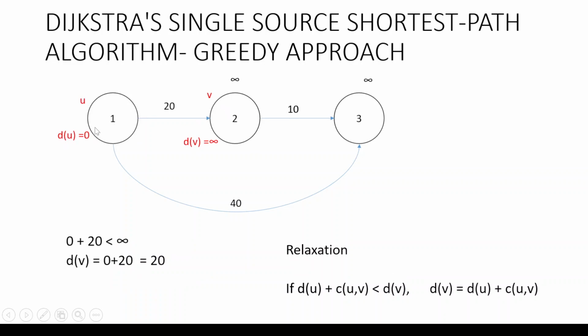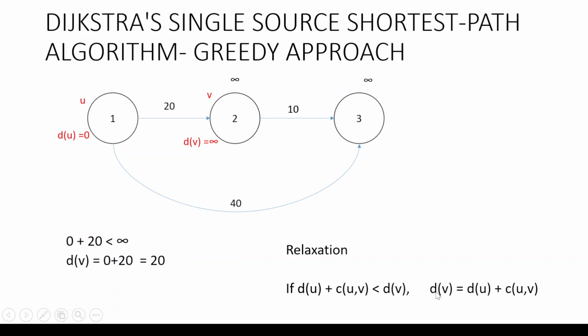We already know that the distance of u, that is the distance of the source vertex, is 0. The distance of v we have assigned as infinity. Now let us try to relax. What do we have to check? If d of u, which is 0 here, plus cost of u comma v, which is given as 20, so 0 plus 20, is less than d of v. D of v is infinity. So 0 plus 20 is 20, and 20 is less than infinity.